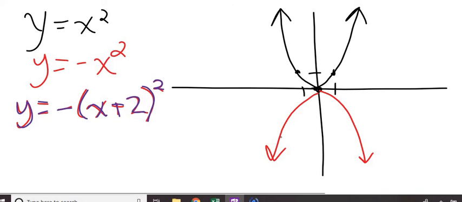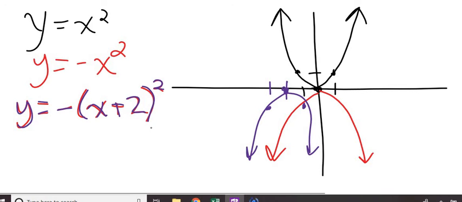Since I've already got the reflection right here in red, I'm going to take this reflection and move it using the horizontal shift. We're going to move it in the negative direction, or the left. So I'm going to take that red graph and shift it over 2 spots, and that would be the combination of the two.